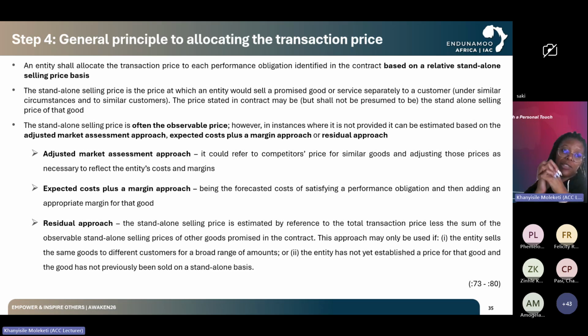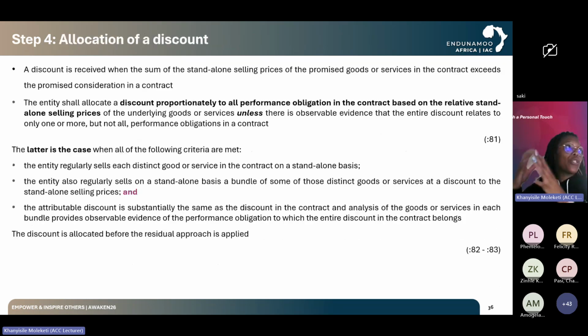So if you've got a discount, very similar to this, we're also going to allocate the discount across all the POs in the contract. We'll allocate that also based on the relative standalone selling prices. But we'll see how we do that when we work through the question on Printco.